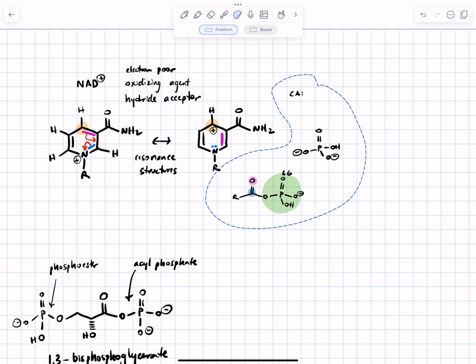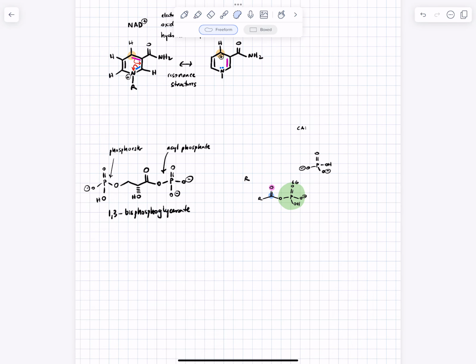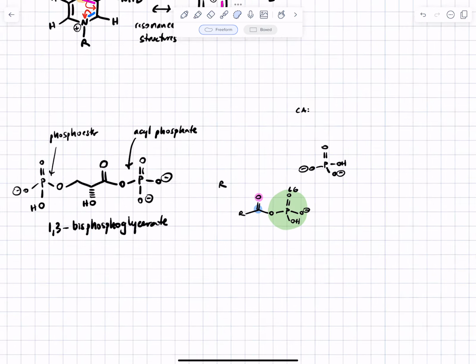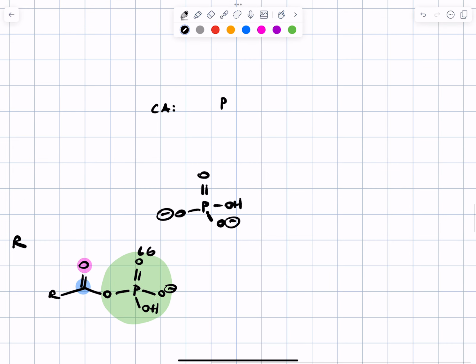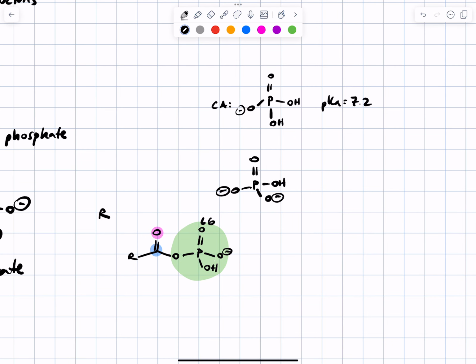I guess I should just move this somewhere else. The phosphate leaving group has a conjugate acid, which is the phosphate monoanion, and its pKa is 7.2 or something close to that. So that's a decent leaving group.